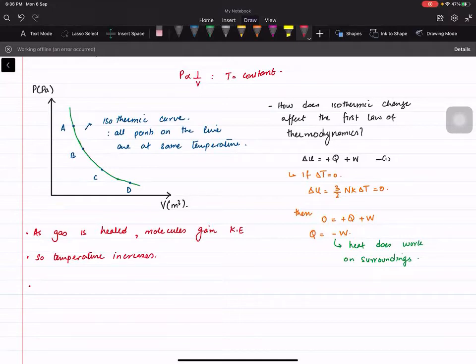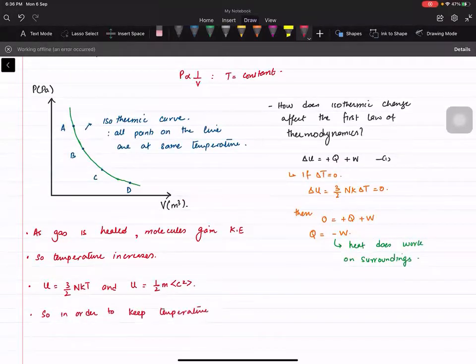Now in ideal gases we have learned that the internal energy, which basically depends on the kinetic energy, is equal to 3 by 2 nkT. And internal energy is also equal to half m c square. You guys remember this equation? Yes. Now, in order to keep temperature constant, so there is no increase in temperature, what do we need to do? We allow the gas to expand.